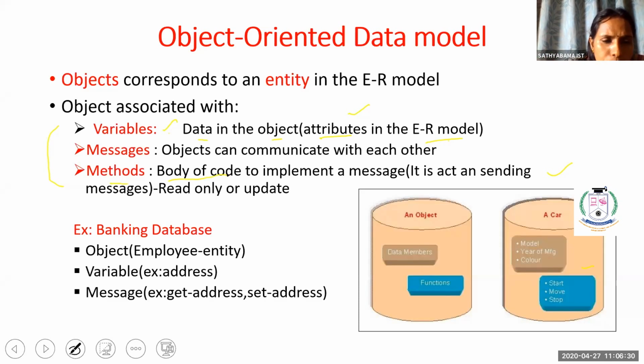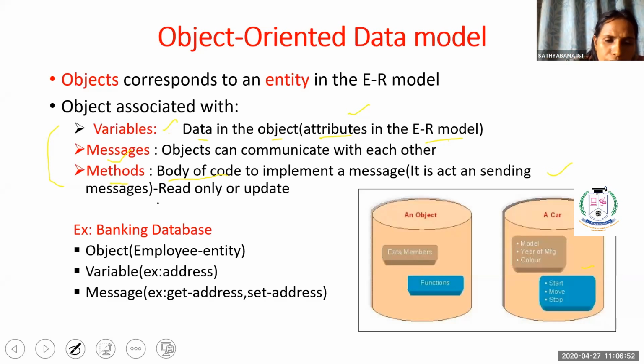Now, one object wants to communicate with another object, and that can be represented by messages. So the communication between the objects: one object should communicate with the other object. Only then can every object access the properties and execute the methods. So these are the major components present in your object.